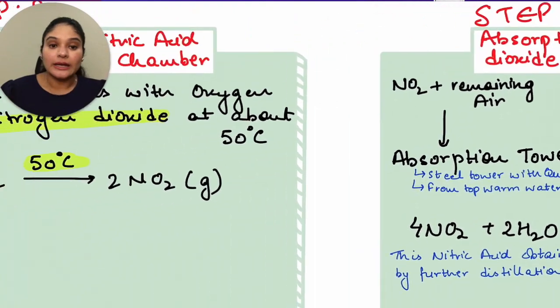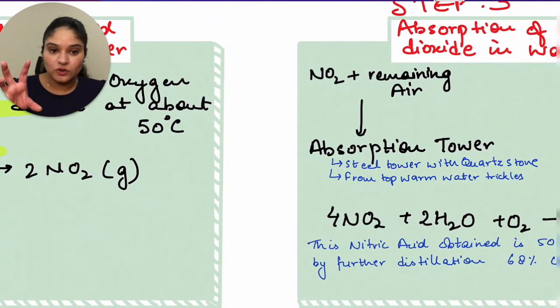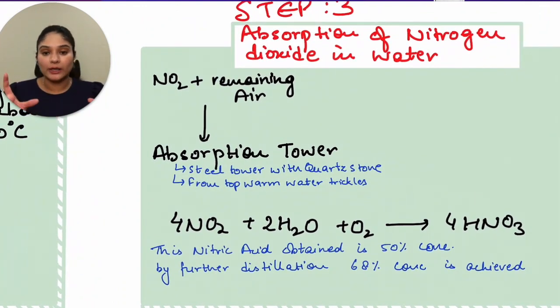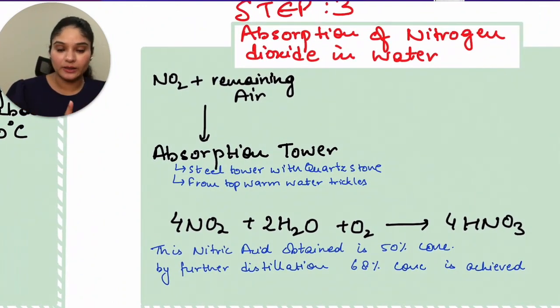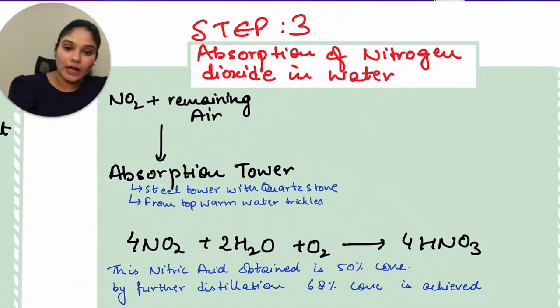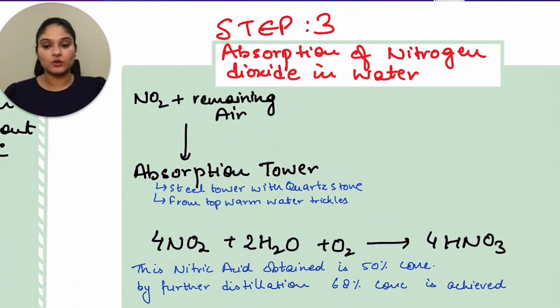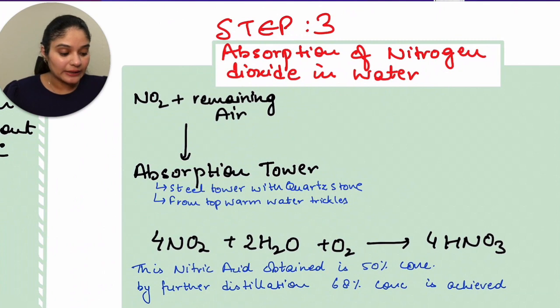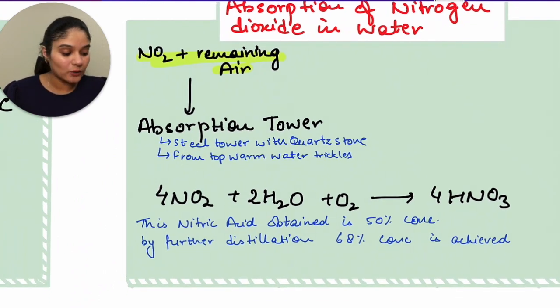Then you move these contents to step 3. So at step 3, you add more air, whatever remaining air is there. Step 3 is absorption of nitrogen dioxide in water. So you have NO2, you add water and more air to it. That will give you nitric acid. So let's look at that. NO2 plus remaining air, you move that to absorption tower.